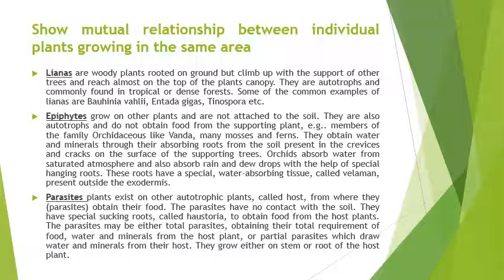Parasite plants exist on other autotrophic plants, called hosts, from where they obtain their food. The parasites have no contact with the soil. They have special sucking roots known as haustoria to obtain food from the host plants. The parasites may be either total parasites, obtaining their food, water and minerals from the host plants, or partial parasites, which draw water and minerals from their host. They grow either on the stem or roots of the host plants.